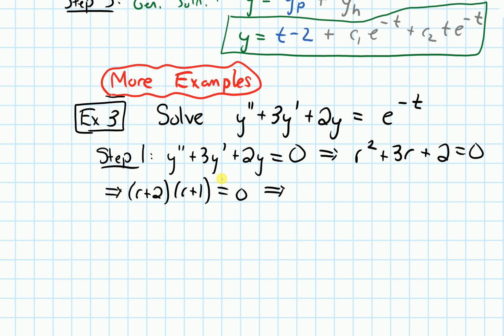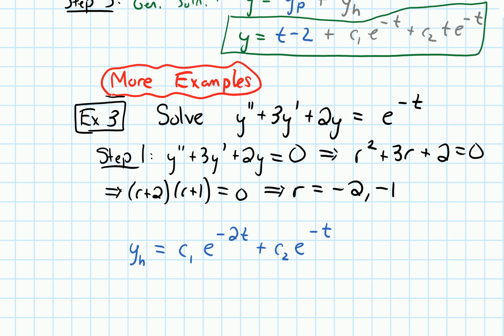And then we can write down what r is. r is going to be equal to negative 2 or negative 1. All right, so we got the roots of the characteristic equation, or of the auxiliary equation. So now we can write down the general homogeneous solution. y sub h will be equal to c1 e to the negative 2t plus c2 times e to the negative 1t. So in this case, just negative t.